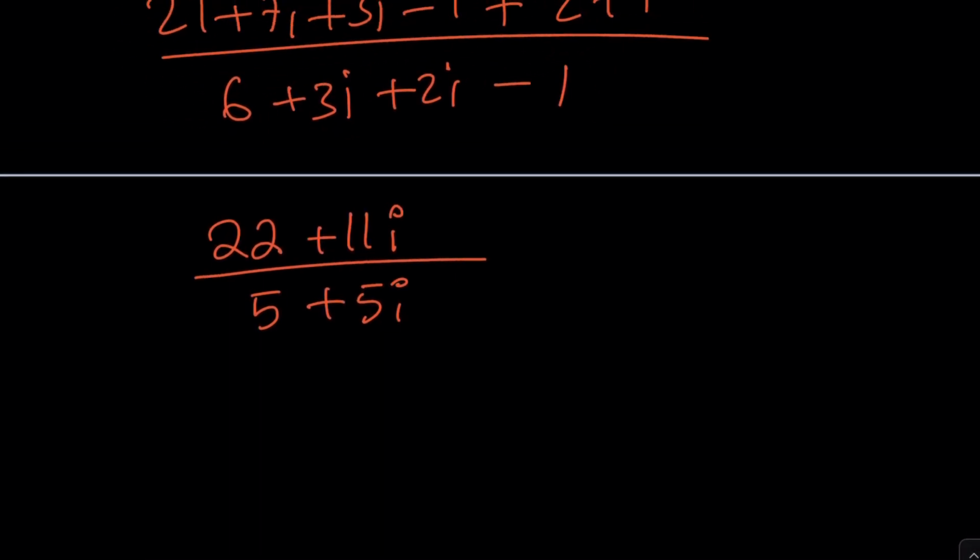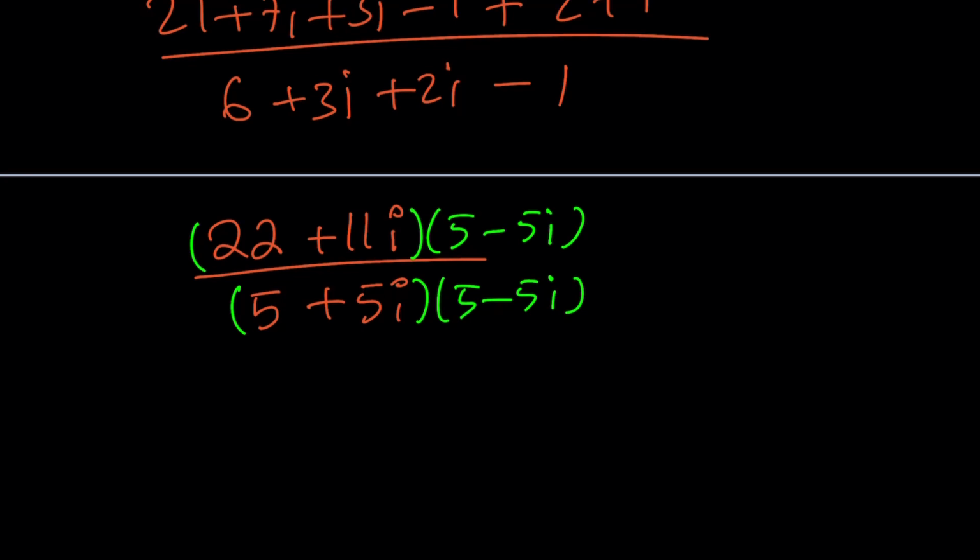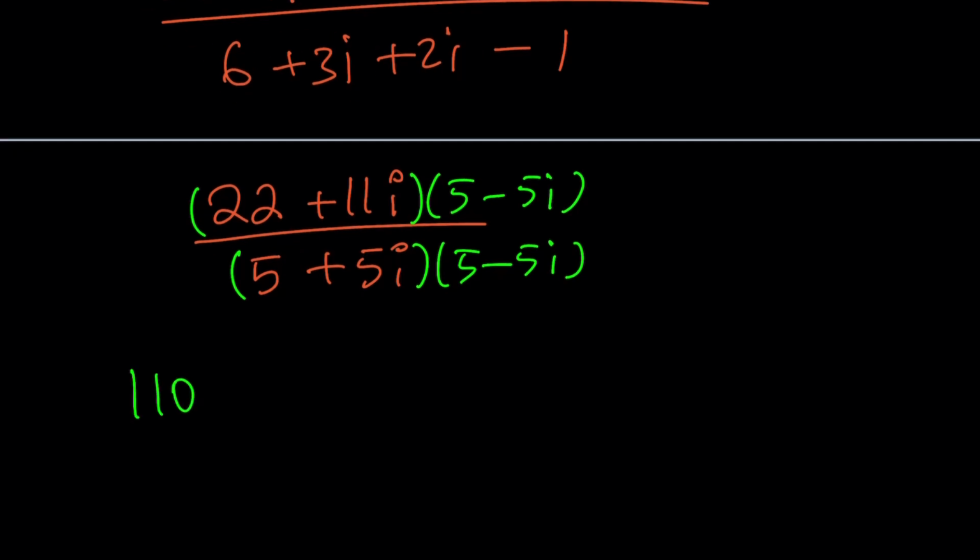But here's what we would like to do first. You can definitely take out a 5. I mean, do you have to? No, not really. So let's not do it. But now let's multiply by the conjugate. It is 5 minus 5i here as well. And let's go ahead and distribute. We're going to deal with large numbers, but that's okay. 110 minus 110i plus 55i. Now, what is this product? Let's do it mentally. Negative 55i squared, plus 55.